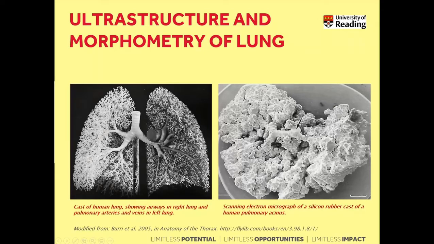rubber cast. In order to create this model, lungs need to be harvested from a human cadaver, and the lungs are injected with silicon. The silicon is then allowed to harden before the tissue is macerated in potassium hydroxide and then treated with boiling water and hydrogen peroxide to detach the tissue from the polymer. What is left is this cast of the human lung that helps us to understand the structure of bronchioles, alveolar ducts and alveoli.